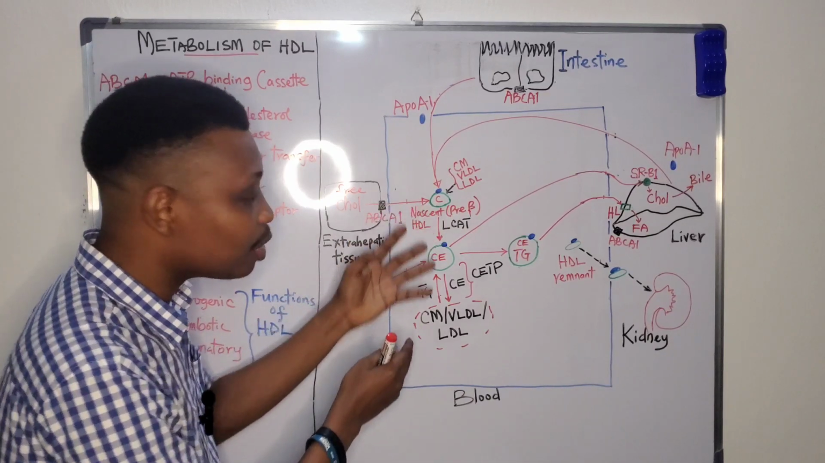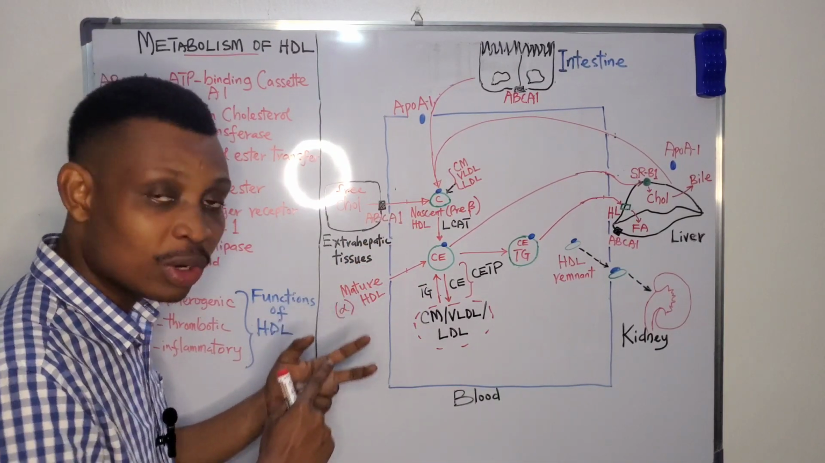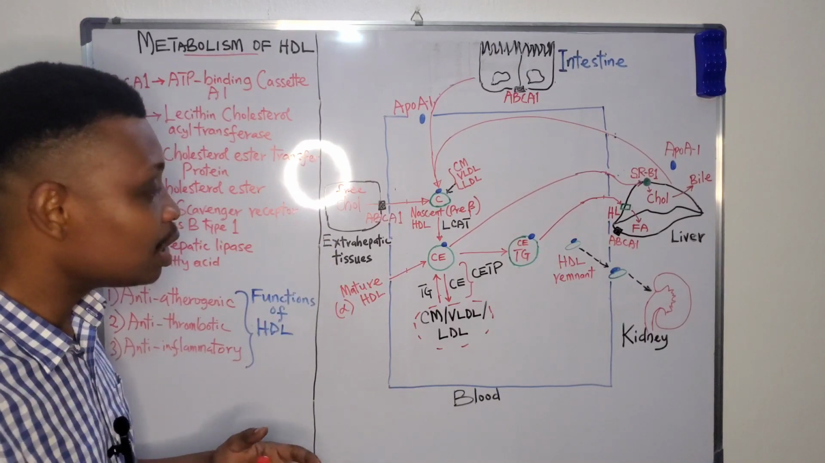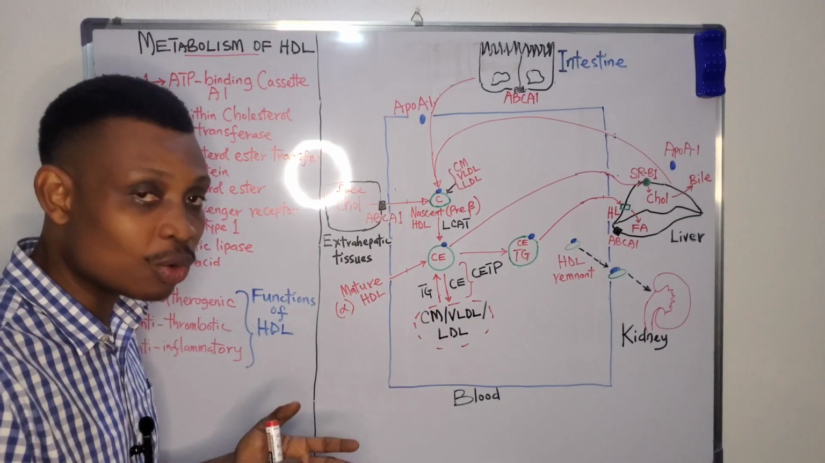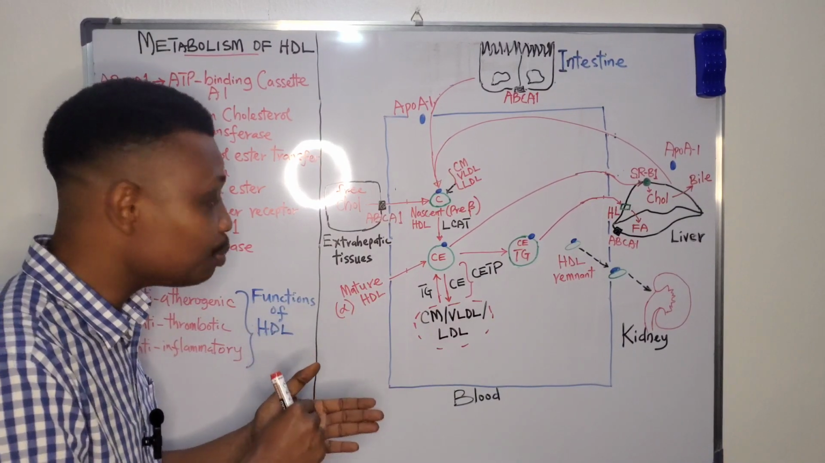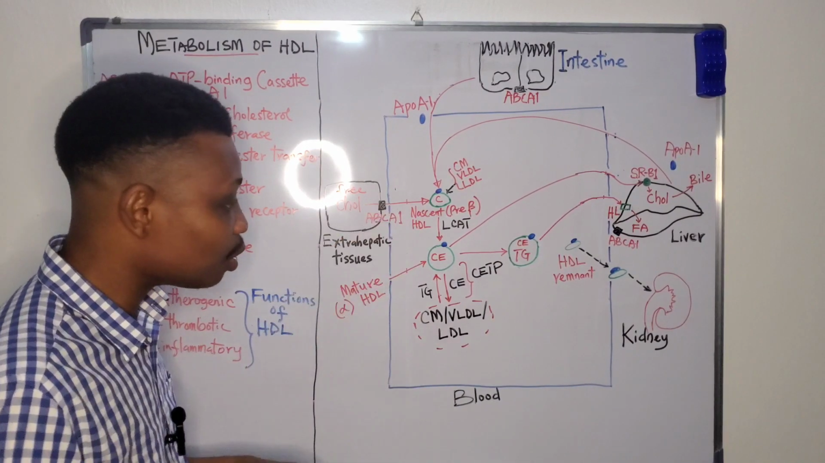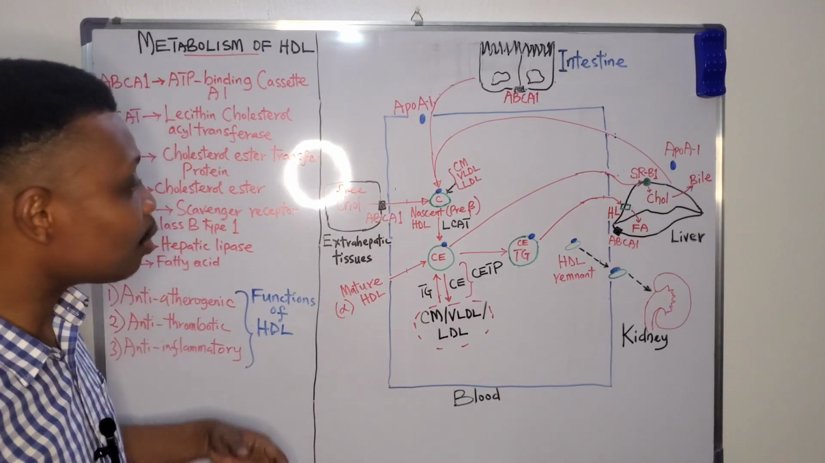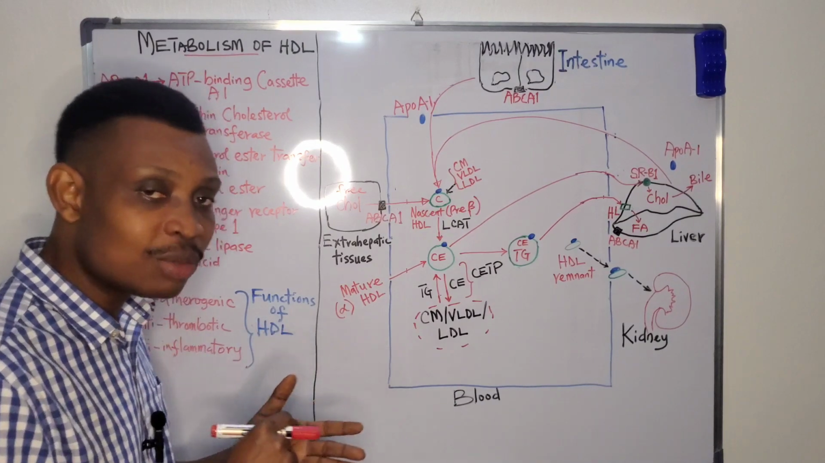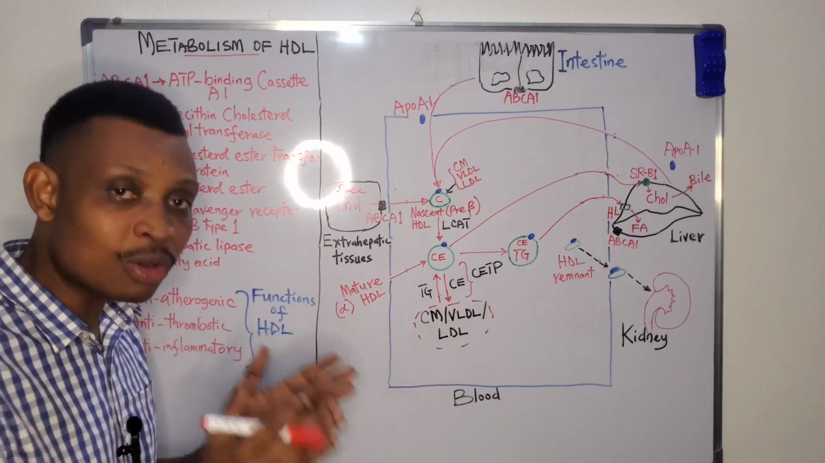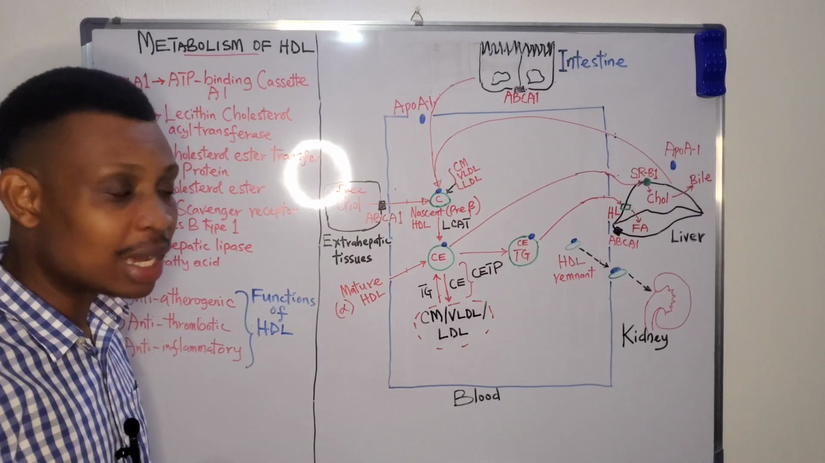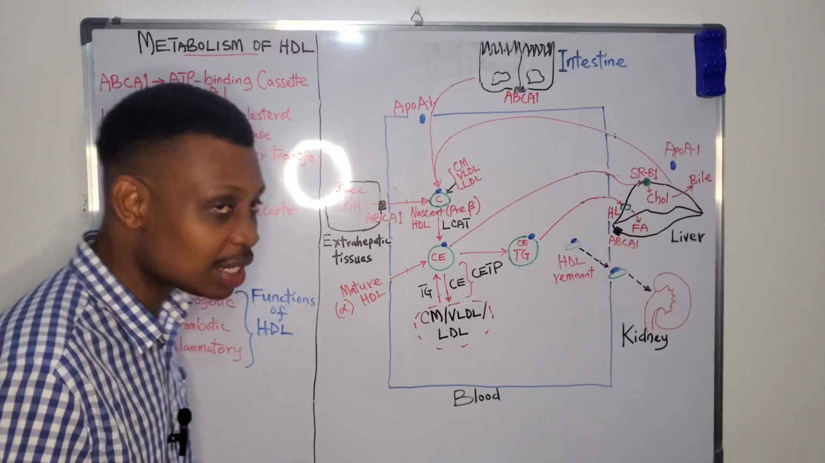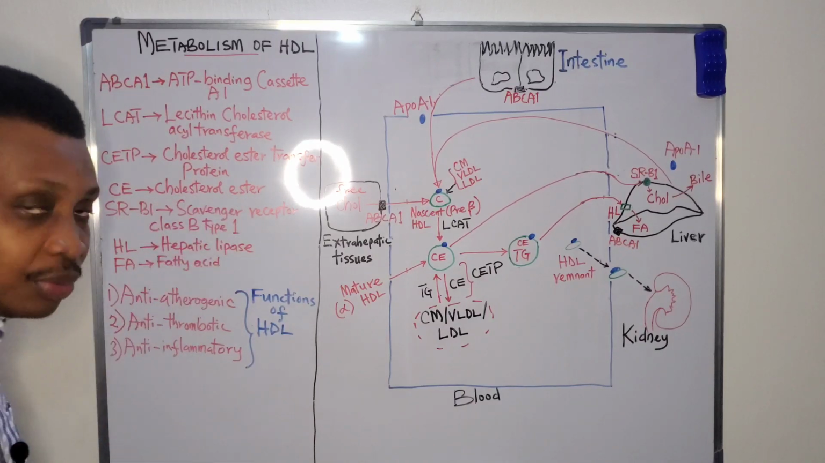The HDL particle already has phospholipids together with the free cholesterol and the apoproteins. So there is a transfer of a fatty acid molecule from the phospholipid to the cholesterol, and such a process is catalyzed by the LCAT. The transfer of that fatty acid molecule to the cholesterol will cause the cholesterol to be esterified, and that will result in what? Cholesterol esters. So CE here represents cholesterol ester.